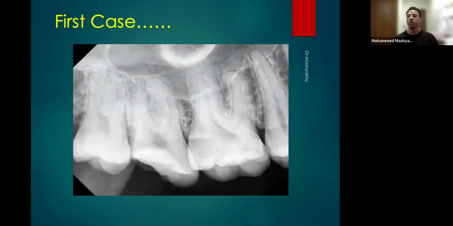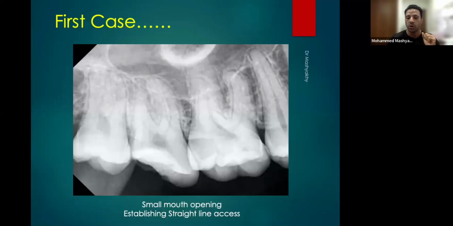So let's now start with the clinical tips and clinical cases. So this case, tooth number 7, okay, which is 17 here. I mean, in your system, you call it number 2, okay? Upper right 7. So this tooth has 2 problems. First problem, distal caries. Second problem, small mouth opening.